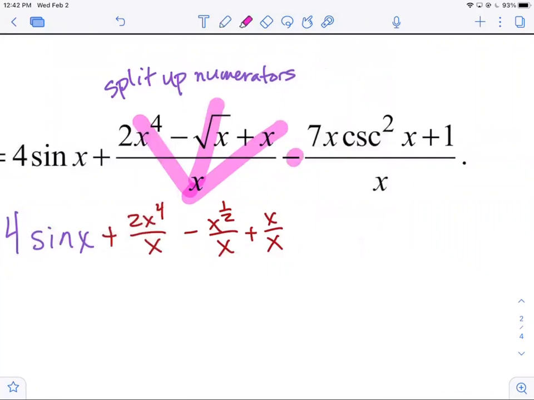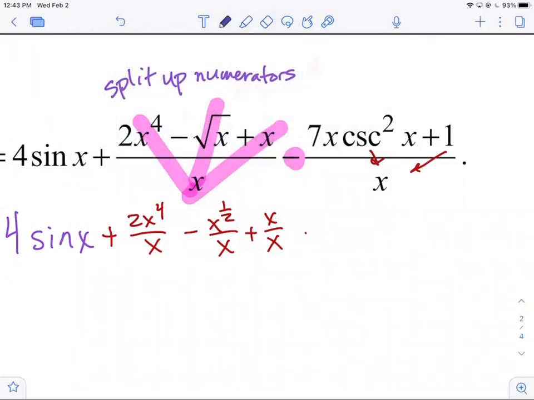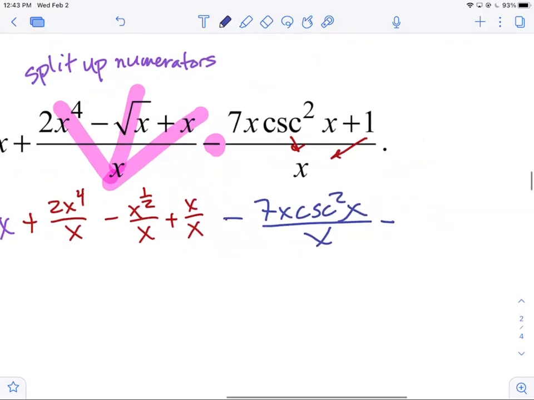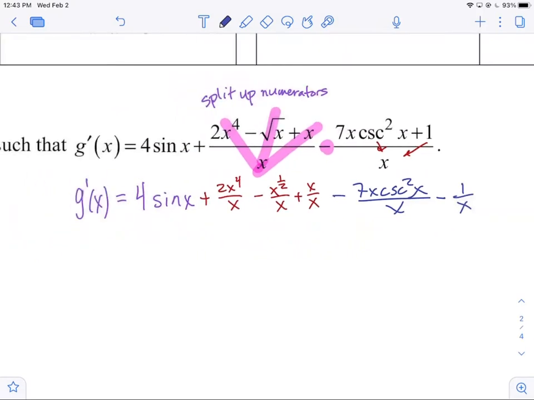Now, the next one, we got to be a little bit more careful because there's a negative as well, and we also have to split it up. So that's a negative 7x cosecant squared of x over x, and then minus, when I distribute, 1 over x. All right, now the good news is I took 3 terms where the last 2 were kind of ugly, and I split it up into 5, 6 terms. But I'm not quite ready yet.